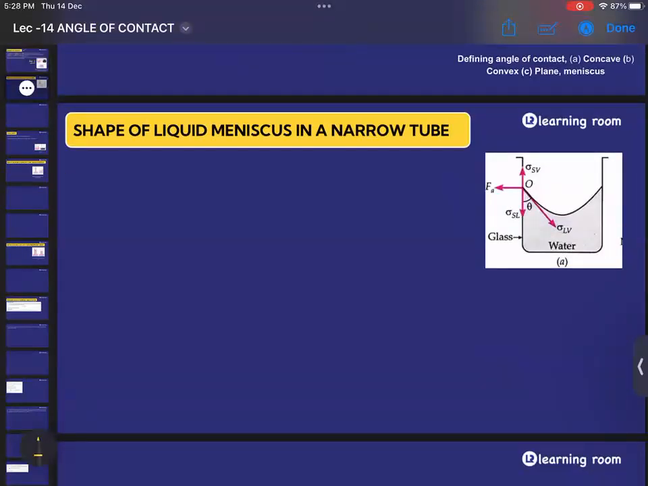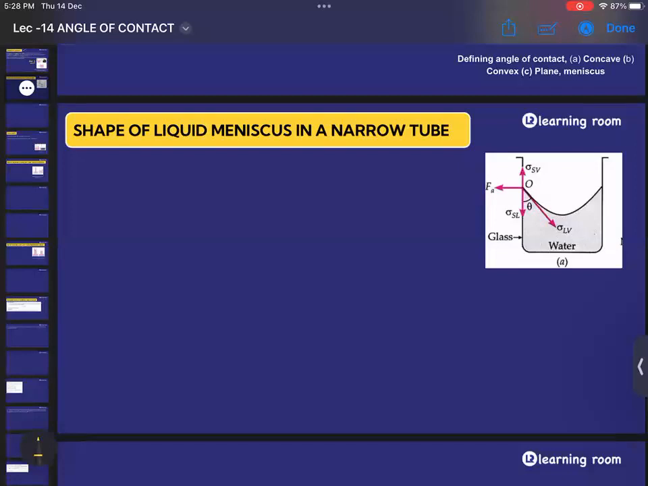Now, the next question is shape of liquid meniscus in a narrow tube. When I take a narrow tube, imagine a straw. Let's say you order a fruit juice, they'll give you a straw, right? That straw which you dip can be treated like a narrow tube. What happens generally when you dip that straw into the juice? The liquid starts getting raised, right? But in this context, we are not going to discuss why the liquid is getting raised. That we will see later.